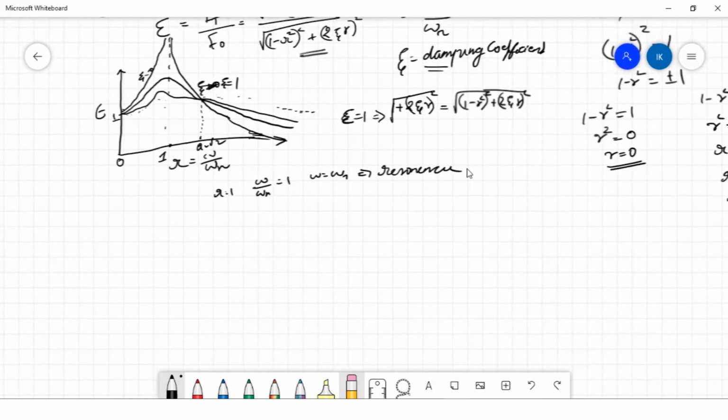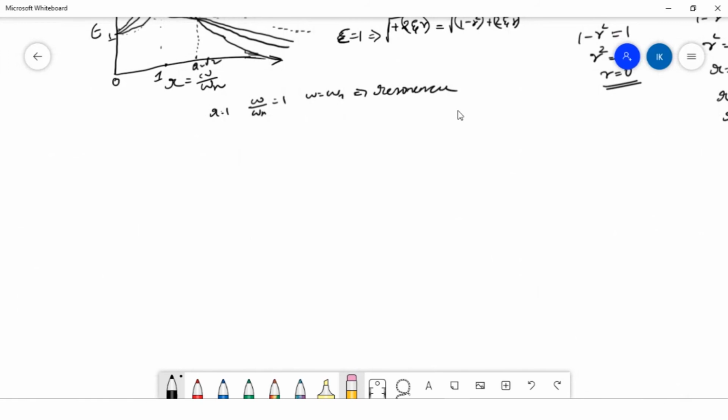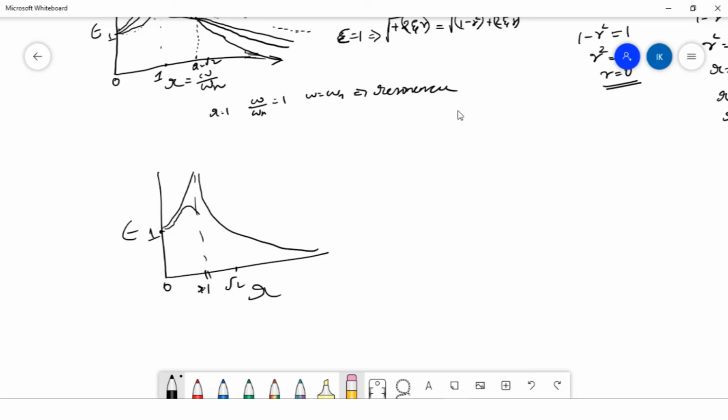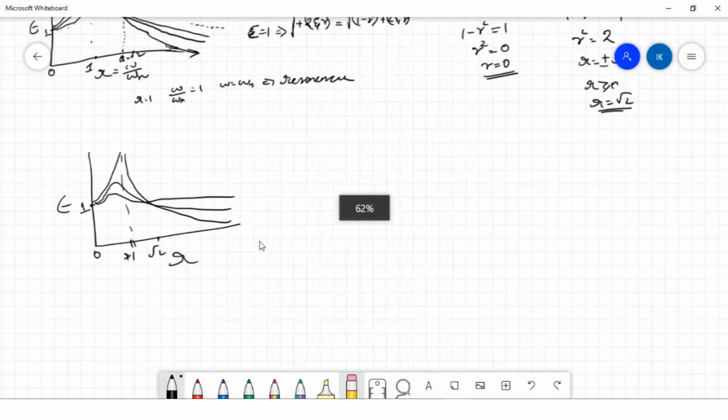This graph should be in your mind. I'll repeat it again. The transmissibility graph will look like this. This is epsilon, which is the transmissibility, and here is r. So the graph will reach 1 two times: at r = 0 and r = √2. And r = 1 is the resonant condition. For the undamped case, it will go like this. For higher zeta, like that. Okay, that's it about this concept.